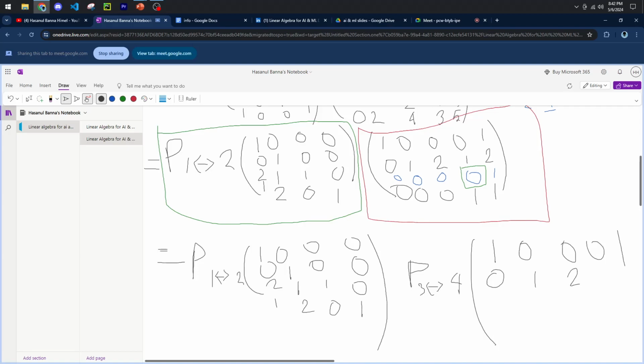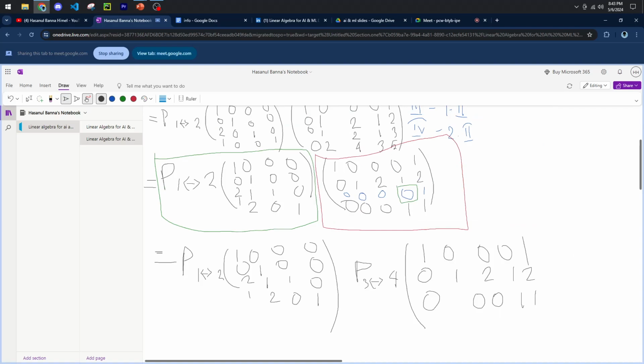0 1 2 1 2, and here our fourth row becomes our third row and our third row becomes our fourth row. 0 0 0 1 1, and finally our third row becomes our fourth row. 0 0 0 0 1. As we can see here, this part has already become our upper triangular matrix, and this part has already become our lower triangular matrix.